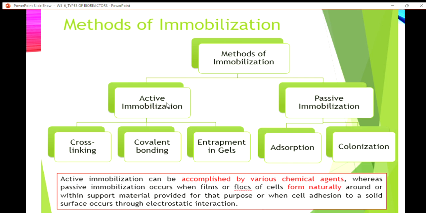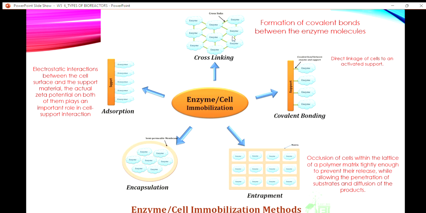Okay, for active, it means that the immobilization process of the microbe or the cell occurs by addition of a chemical agent. But for passive, it will occur naturally. Okay, so this is the process. If you see here, this is the active one, this is the passive one. For the active one, this is the enzyme that you want to add to trap in. So you have to add some chemical agent, so it will bond to each other, so it will form these beads.